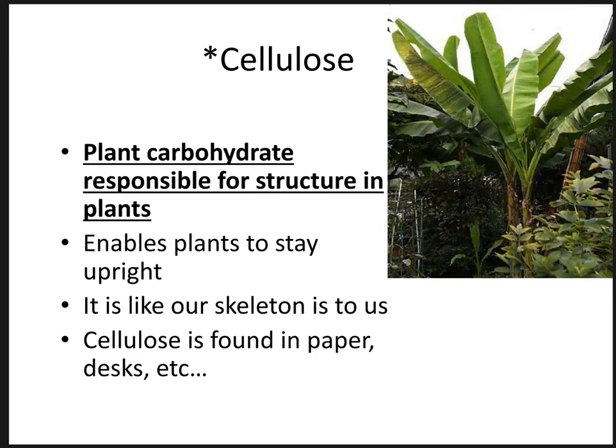Plants have an additional carbohydrate that they use for structure. Remember, plants do not have any kind of skeleton. They don't have any bones or anything in them, yet they still are able to stay upright. So the carbohydrate that's responsible for this is called cellulose. Cellulose is a very tough, thick material, and it is found in paper and desks.